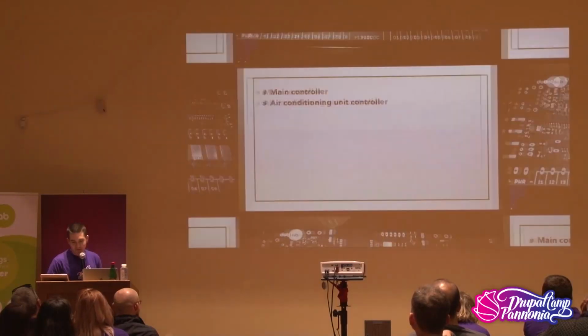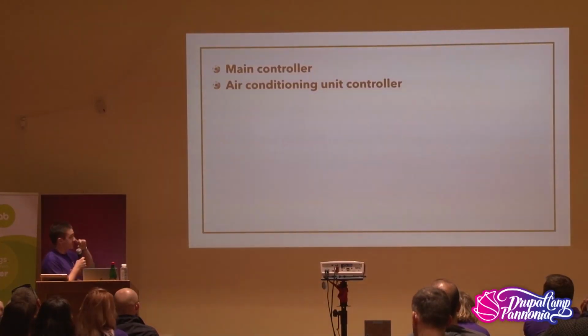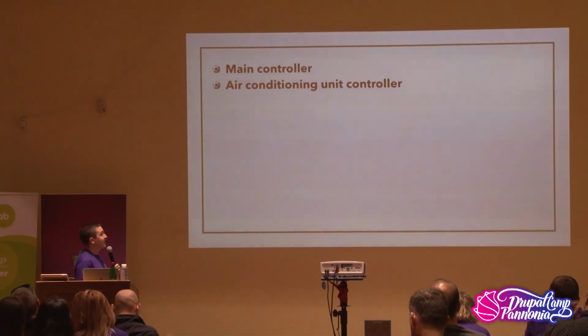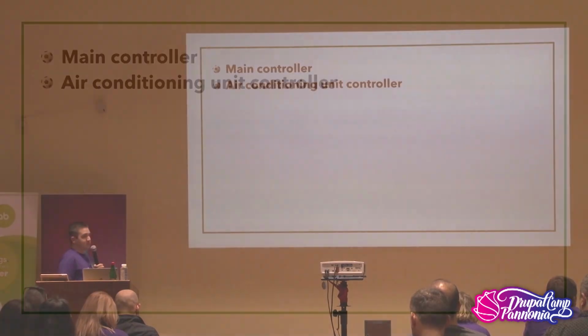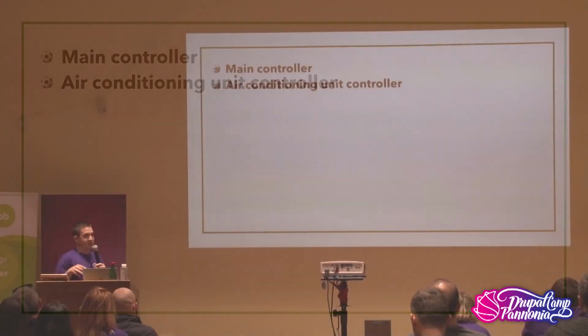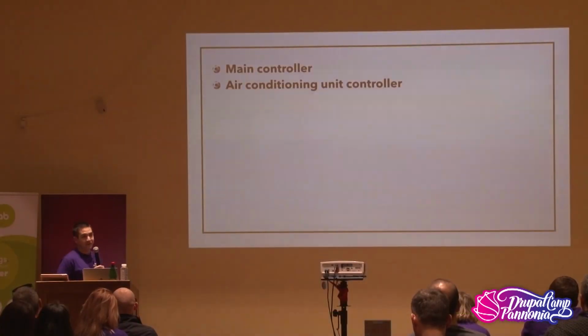We developed two kinds of controllers. One is called the main controller. Every place, room, has its own main controller, and may have an additional controller called air conditioning unit controller. This is small electronics which is put into the air conditioning unit, and it makes it smarter. We use a traditional air conditioning unit, and we just put this electronics in, and we get a smart air conditioning controller.